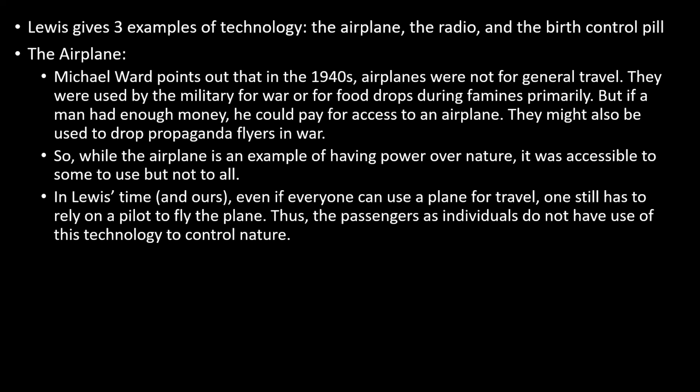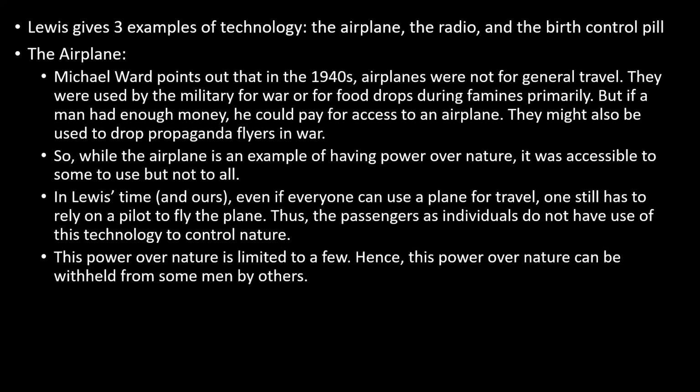And that's what Lewis is trying to draw our attention to: there is power over nature with the airplane, but it's not a universal power over nature that we all have equally. This power is really limited to a few. And some men, the men who have the power of using the airplane, could also withhold that power from other men. That's another issue that Lewis points out.